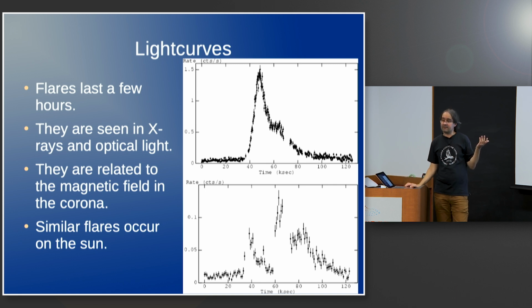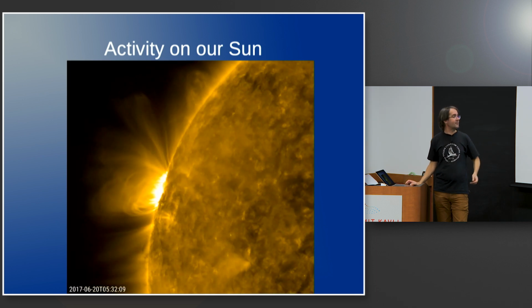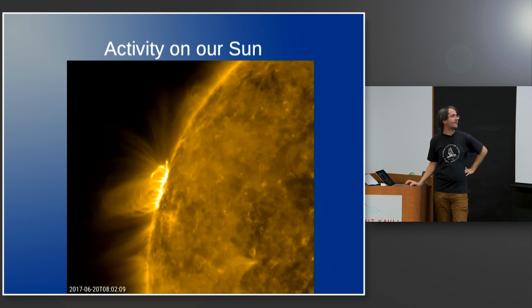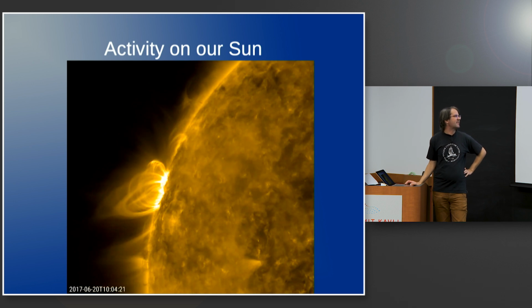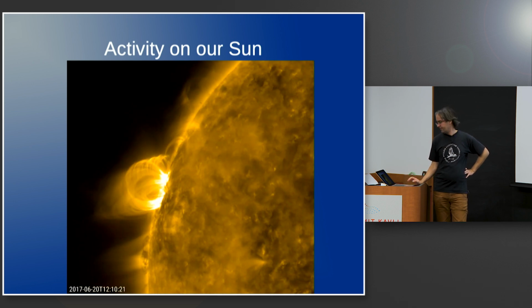How do we know what that means? Well, it'd be great if there was a star nearby where we could see what those things actually mean. Turns out there is one, and we see it every day. It's the sun. So here's a similar event on the sun. This is taken with a satellite called SDO.